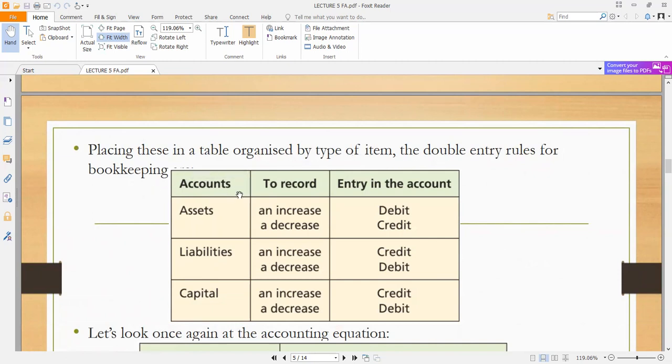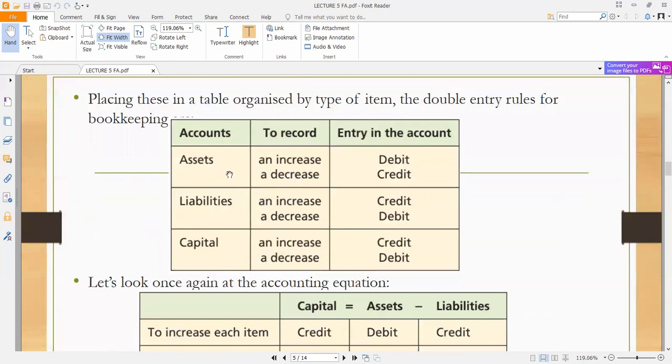Okay, now placing these items in a table organized by type of item, the double entry rule for the bookkeeping accounts. Let's look at that. So we've got accounts, to record entry in the account. Assets. So what happens with an asset? An increase is a debit, meaning that we buy the asset, for instance the car. We buy the car, the amount in our bank reduces because we pay. Then when we sell off that asset, we are decreasing it, so our account is credited, the money comes because we sell it off.